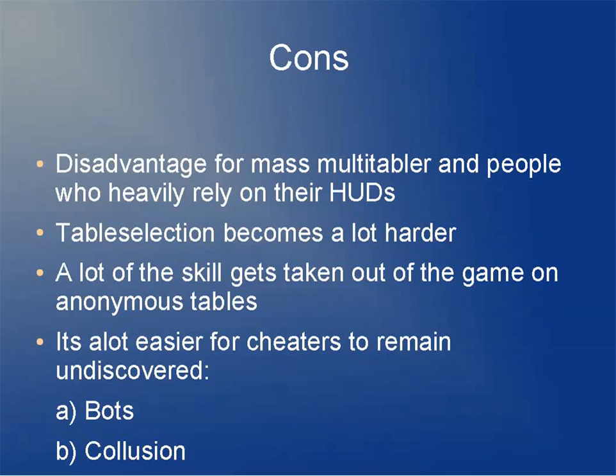Bots often will not be detected by the poker room itself. Often the help of players is needed to find the computers. On anonymous tables, it's impossible to spot the bots. Collusion also can be done much more effectively and with less risk of getting caught on anonymous tables.